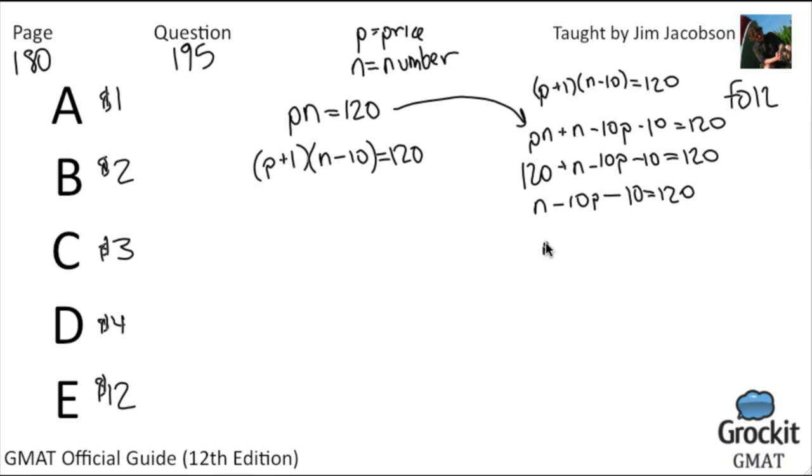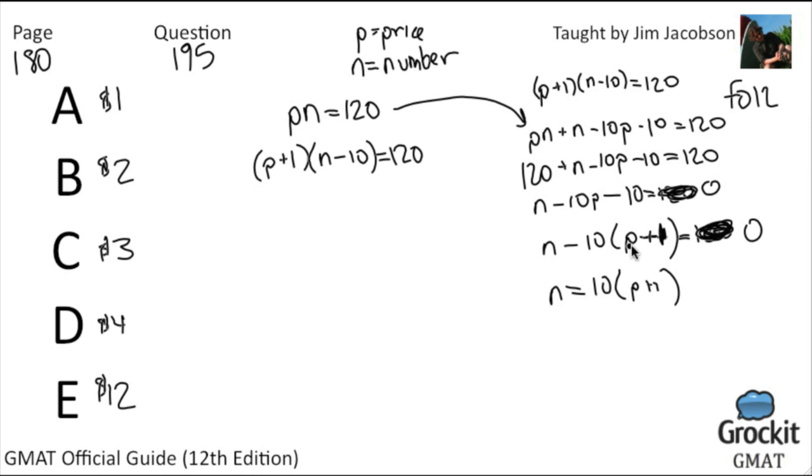And so then we can do N minus 10 times (P plus 1) equals 0. I subtracted 120 from both sides. So then we have N equals 10 times (P plus 1), because we just added 10 times the quantity (P plus 1) to both sides.